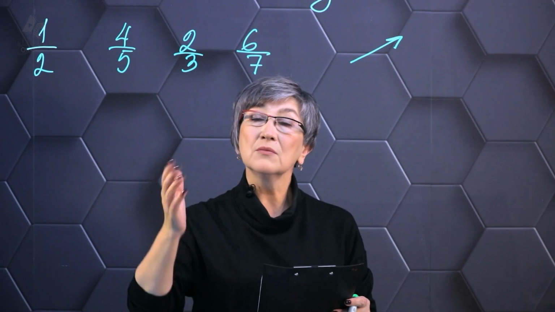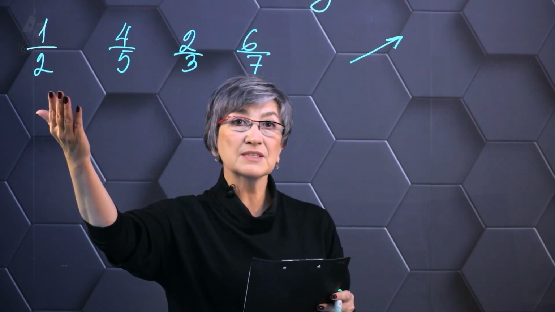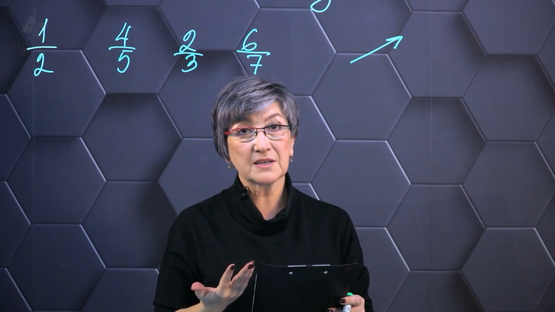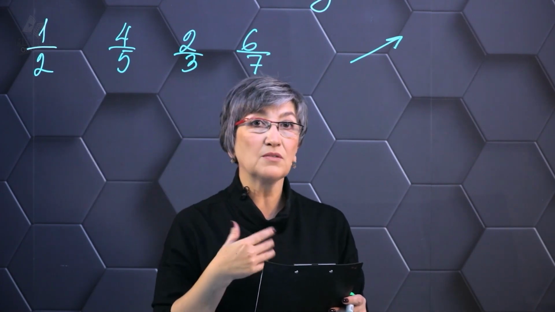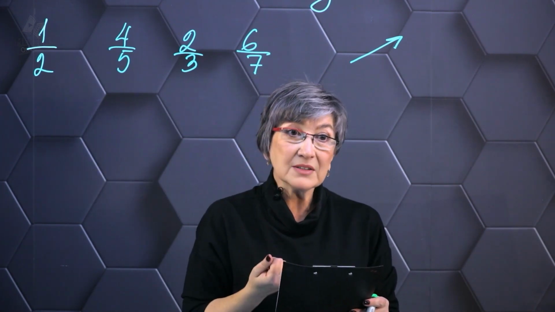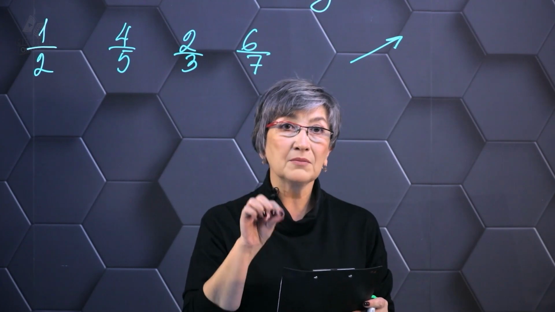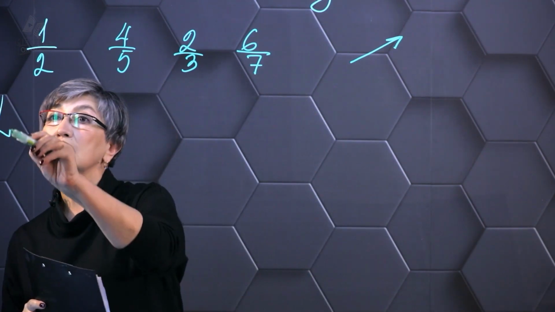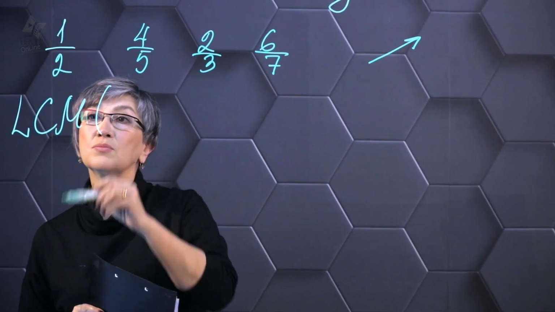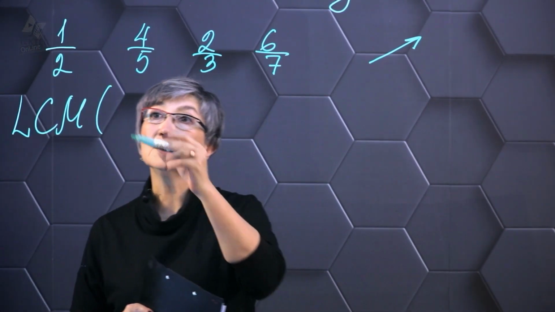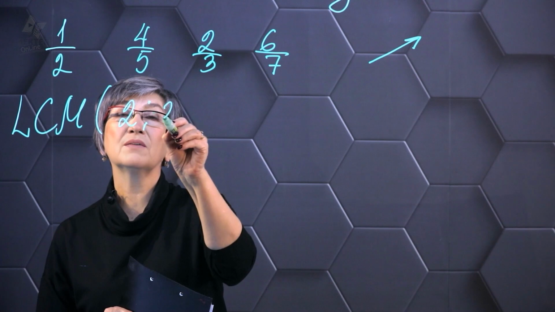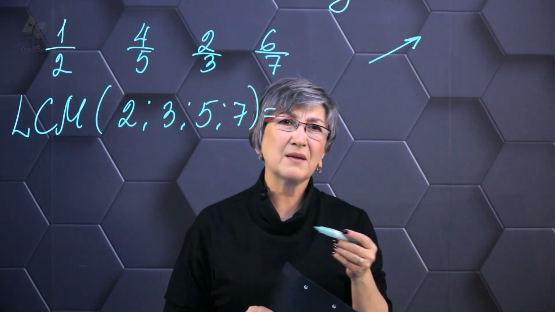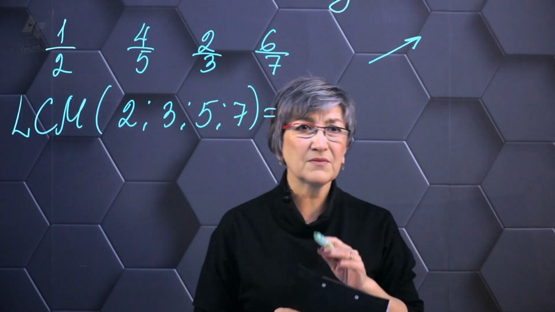And what do you need to do for this? The thing is that these are not mixed numbers, they are just fractional numbers. And then in order to compare fractional numbers, we need to bring them to a common denominator. And very often that's where you make mistakes. So we find the least common multiple for the numbers 2, 3, 5, and 7. I've written them in ascending order, although they can be written in any order.